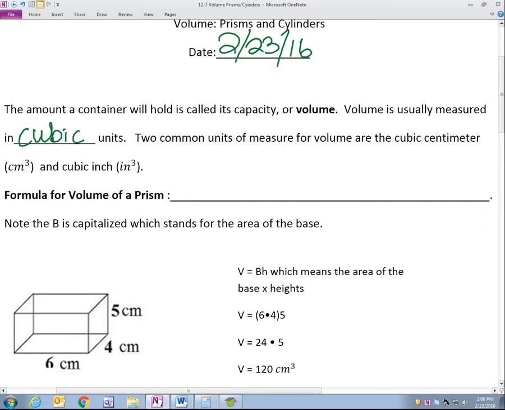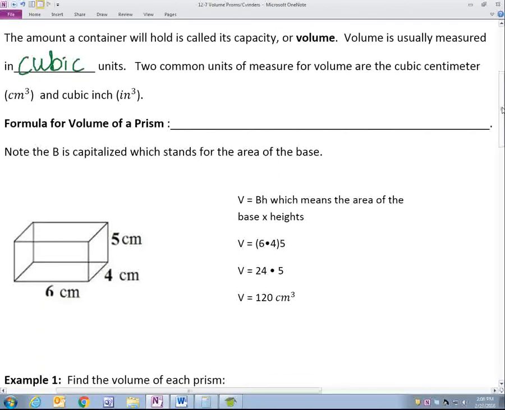So 2 common units of measure for volume are cubic centimeters, shown as centimeters with a 3 as the exponent over the m, and cubic inches, with a 3 over the n. The formula for volume of a prism is as follows. The volume equals base times height. Make sure it is a capital B, because it stands for the area of the base, not the base itself.